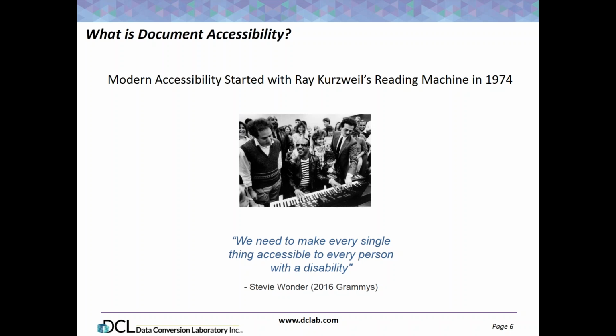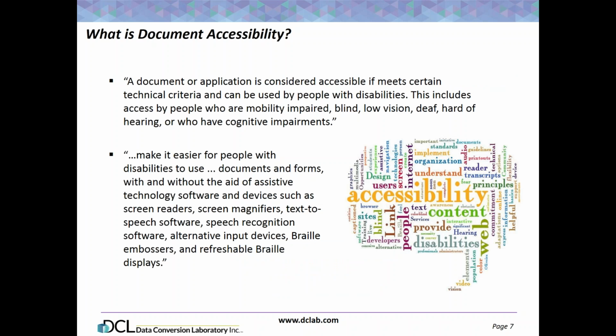There's a very famous segment in the 2016 Grammys where he said we need to make every single thing accessible for every person with a disability. Some definitions on this, a document application. This is from several different websites. I think this is coming off the Adobe website. A document application is considered accessible if it meets certain technical criteria and can be used by people with disabilities.